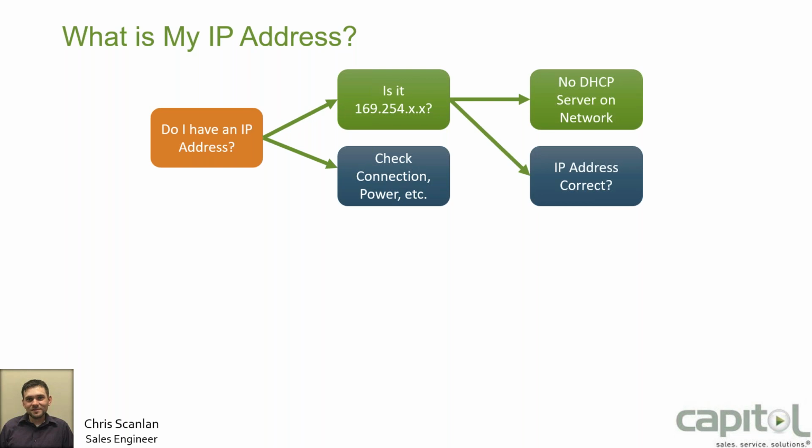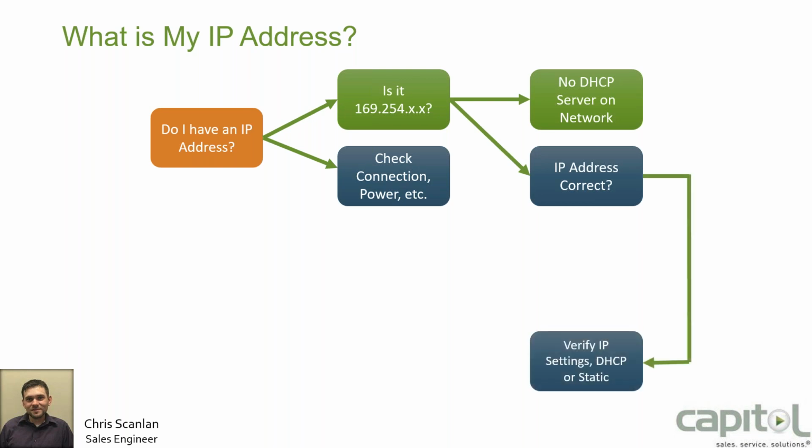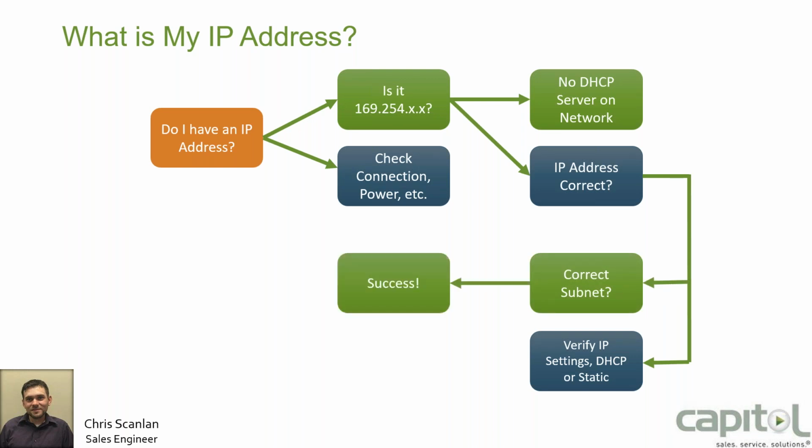If it is getting an IP address, is it the correct IP address? The way to be able to verify that is to go into the router or the switch that is doing the routing and figure out if it's DHCP or static. Actually, that would be in your device. Is it DHCP or static? If it is DHCP, is it on the correct subnet? Is it getting the correct info from the router? If it is the correct subnet, awesome.